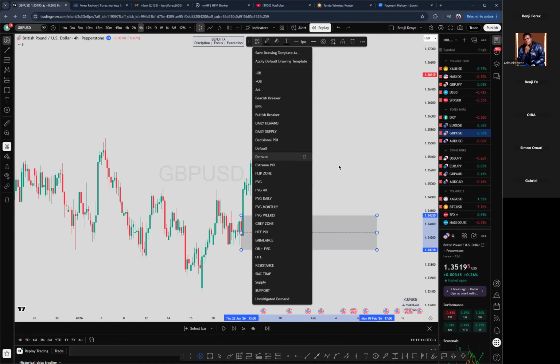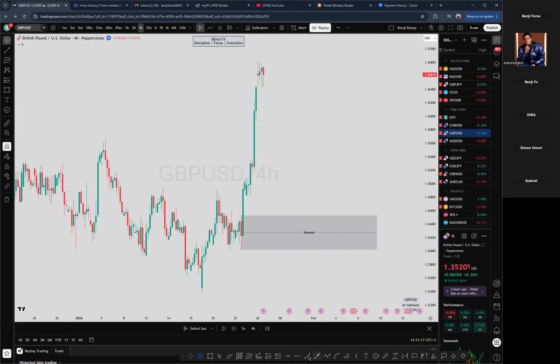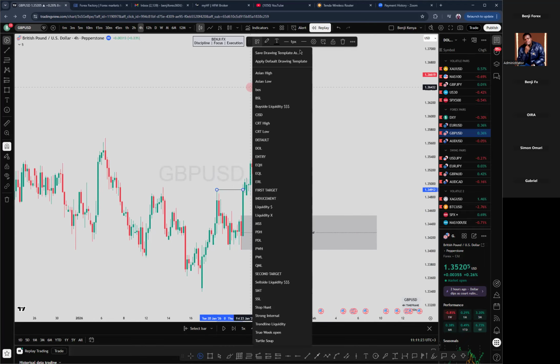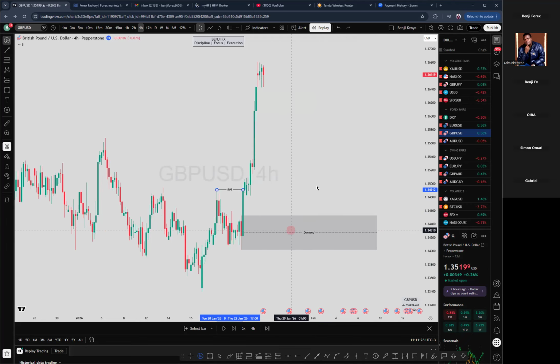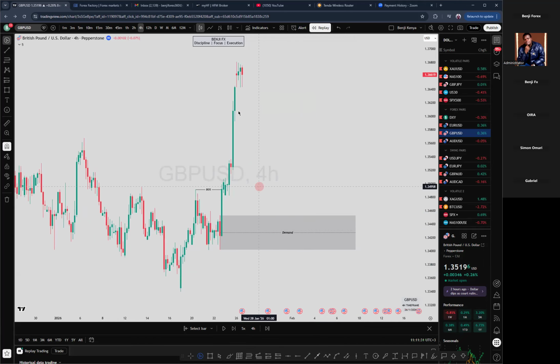This is our demand. Then we had a good break of structure from this particular area because this was the last high. So we had a good break of structure, we had our BOS. Let me mark it out. All right, then the inducement. So good imbalance. So this is the imbalance.